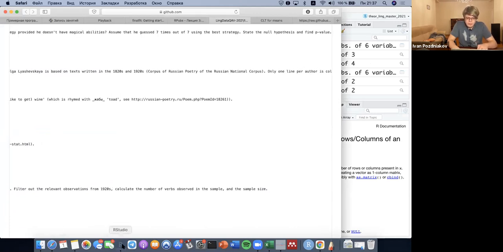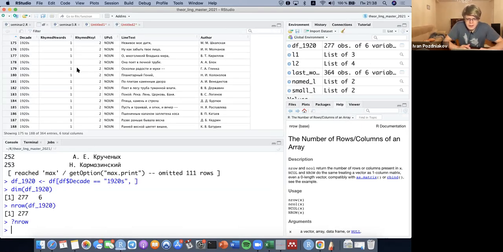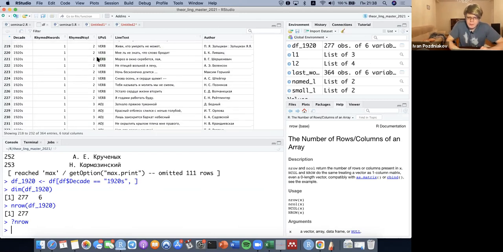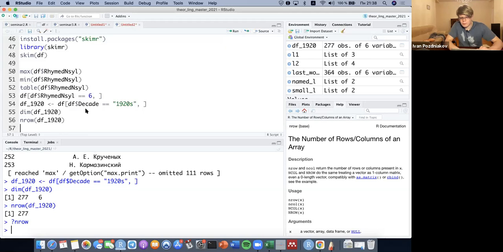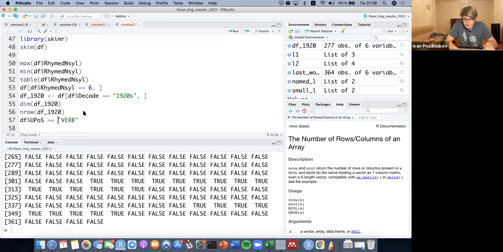So actually, you can do it in two ways, right? You have this verb column, and what you can do, you can use it like this. You can compare to verb, and then use that to select.